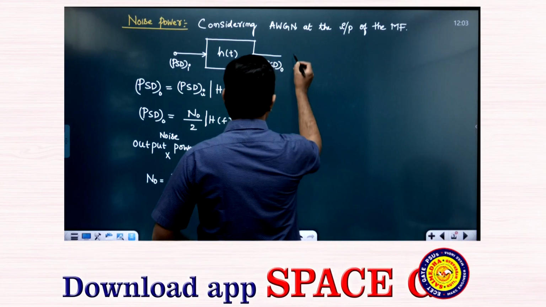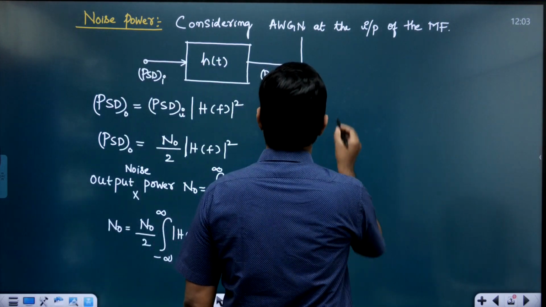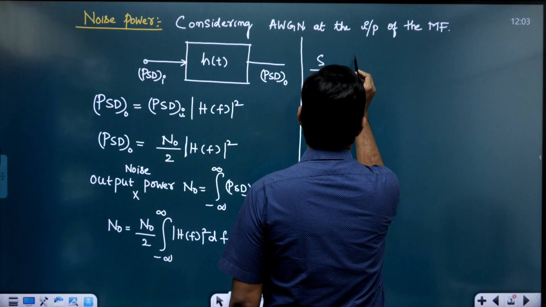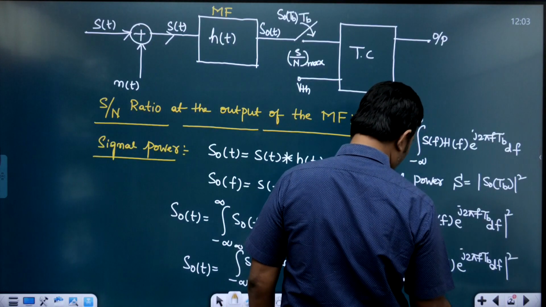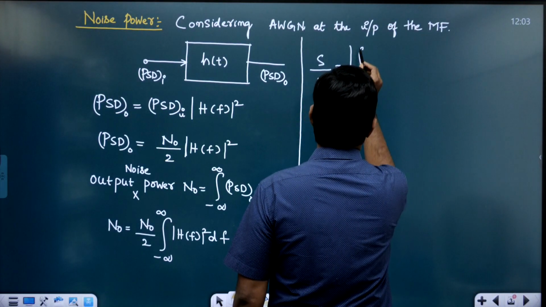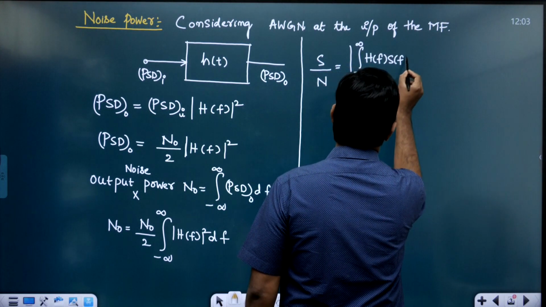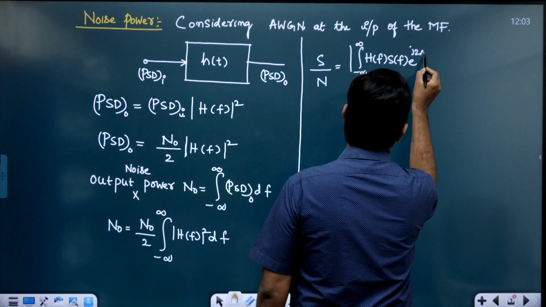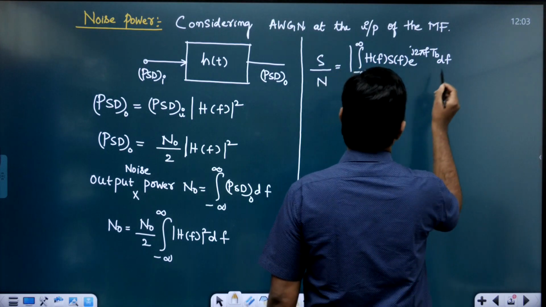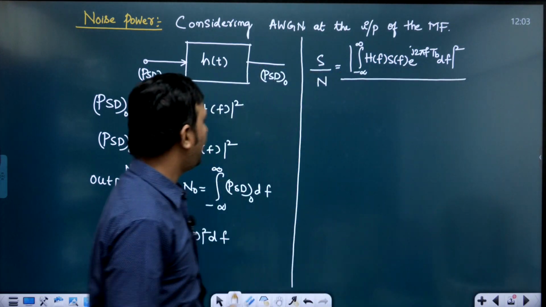So, here I will have a separation like this. Signal to noise ratio is nothing but signal power, what I got: magnitude of integral from minus infinity to infinity of H(f) S(f) e^(j2πf t_b) df, whole square, divided by noise power.